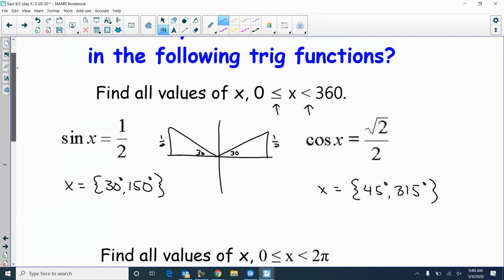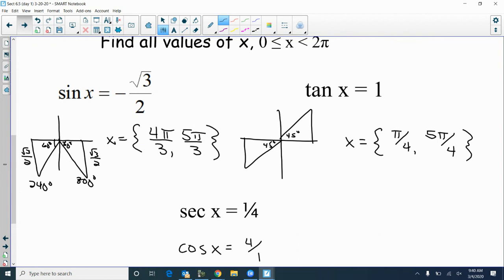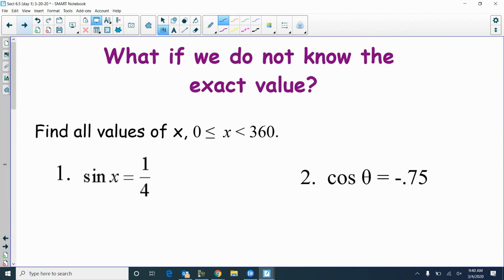All right, so there's your cases there. First one, 0 to 360, make sure your angles are in degrees. 0 to 2 pi, make sure they're in radians. All right, what if we don't know the exact value? Find all values, 0 to 360, sine of x equals 1/4. How do we do that? Use your calculators. You got it, use your calculator.